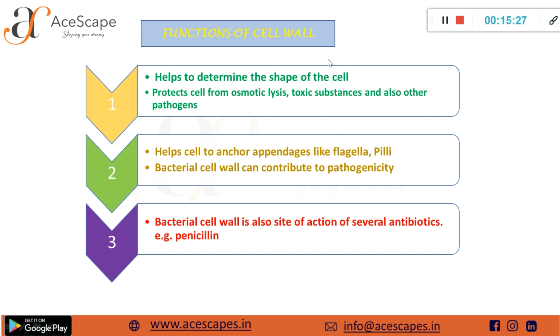So the cell wall also contributes to the pathogenicity, as we have just studied that the gram-negative cell wall, the LPS layer, they contribute to the pathogenicity of the bacteria. And the bacterial cell wall is also a site of action of several antibiotics. Example, penicillin. We know that the mode of action of penicillin is the bacterial cell wall. Okay, so we are going to study about this in details in further classes.